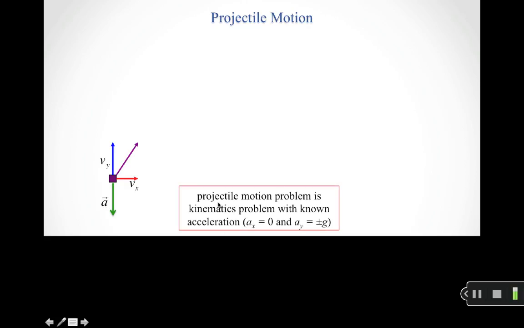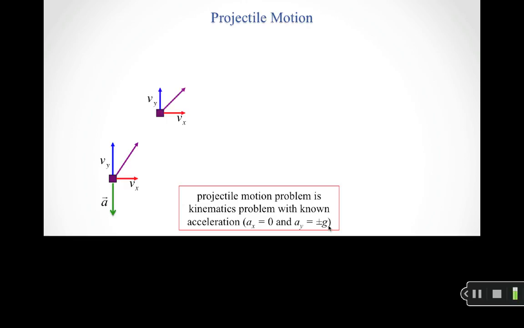So I remember, of course, that a projectile motion problem is really just a kinematic problem where I know what the acceleration is. So I know the x component, the horizontal component of the acceleration, is going to be 0. The vertical component of the acceleration, the y component, is going to be plus or minus g, depending on which choice I make for whether positive y points up or positive y points down.